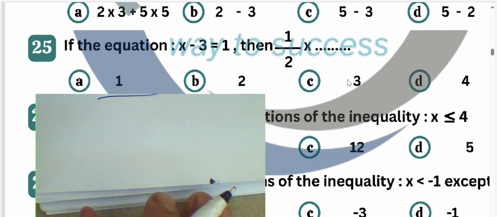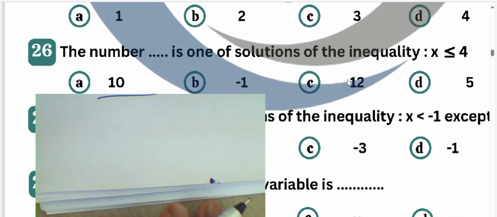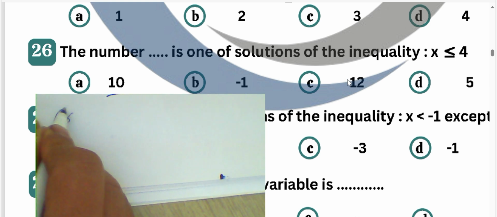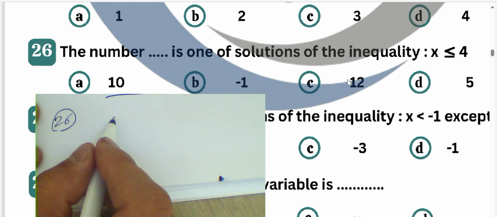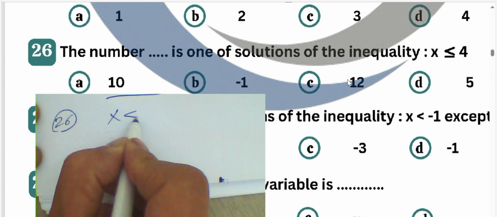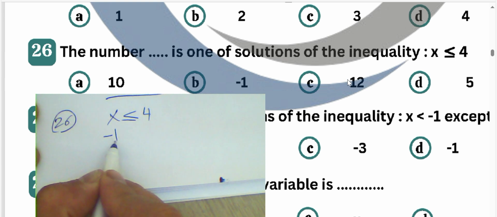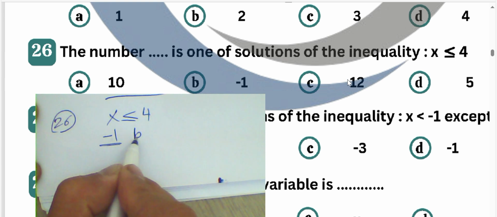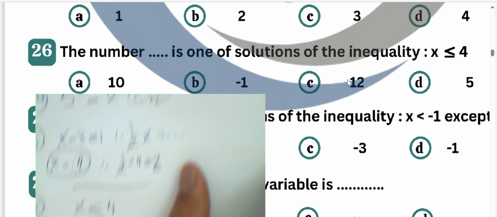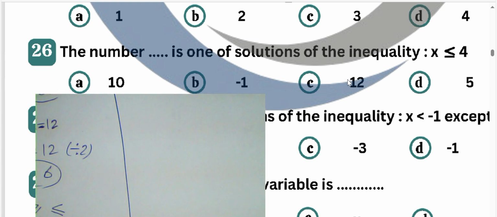Next question, 26. Which number is one of the solutions of x less than or equal to 4? Negative 1 is less than negative 4. Choose letter B, okay? Next question.